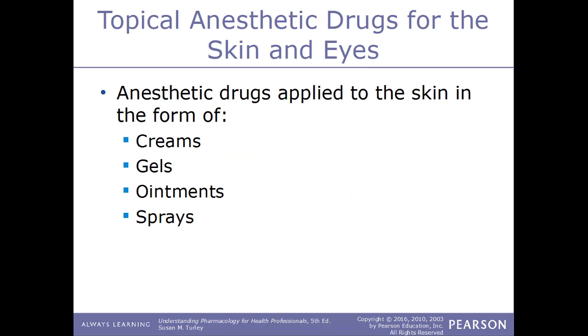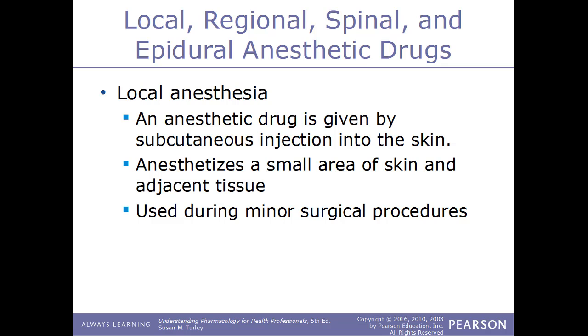First, we'll start off with topical anesthetic drugs for the skin and eyes. Anesthetic drugs that are applied to the skin can be applied in the form of a cream or a gel or an ointment or a spray. Alright, now we'll talk about local, regional, spinal, and epidural anesthetics.